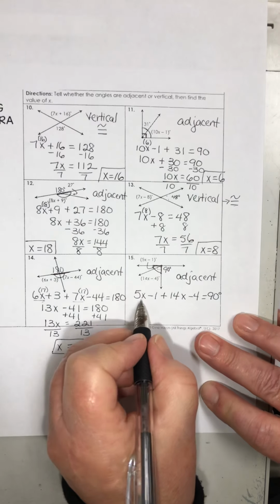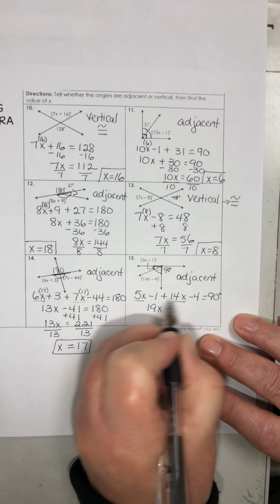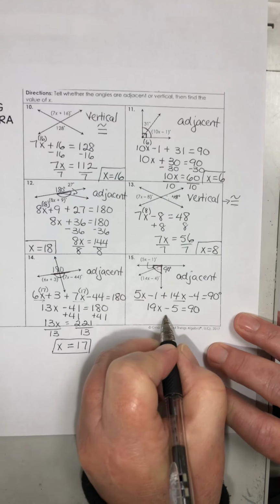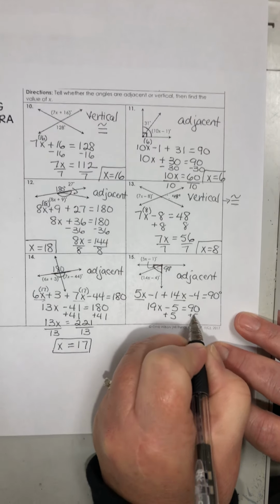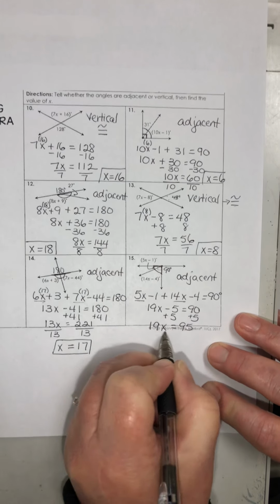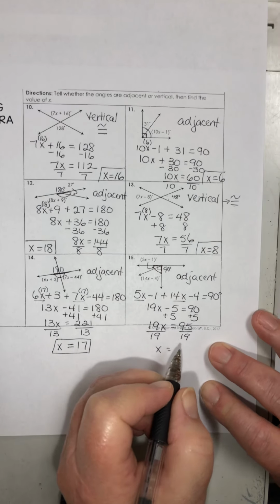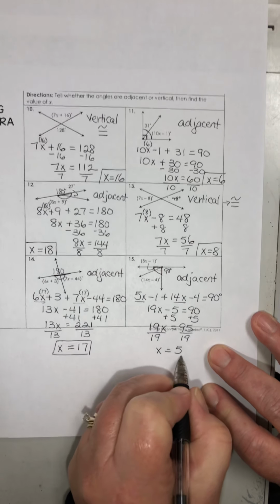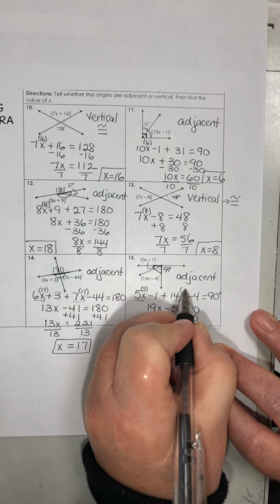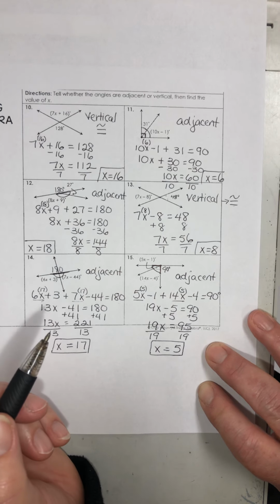Okay, so let's solve that equation. Combine your x's, that will give us 19x. A negative 1 and a negative 4 makes a negative 5. And there we are at a two-step equation. Add 5, and 19x equals 95. Divide out the 19. And my calculator says 95 divided by 19 equals 5. And then when I go back and I put that 5 in for x, and I put that 5 in for x, and I combine those, I should get 90.